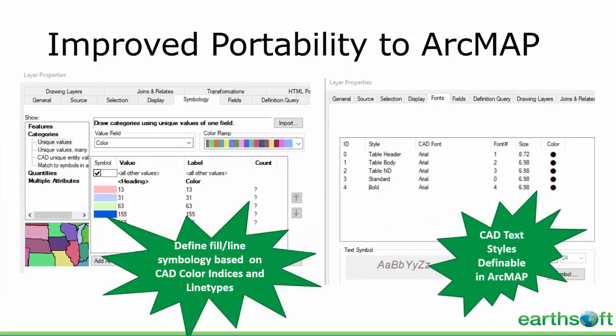You're not exactly done yet because you need to define the symbology. But the nice thing is that we have color indices, for example, that you can associate with colors within ArcMAP. You can use the line types to get consistency between what you see in EnviroInsite and what you get within ArcMAP. And another really great thing that we've done is we've added text styles. For example, one of them might be table header or table body. So these are easily associated with what you have within EnviroInsite.